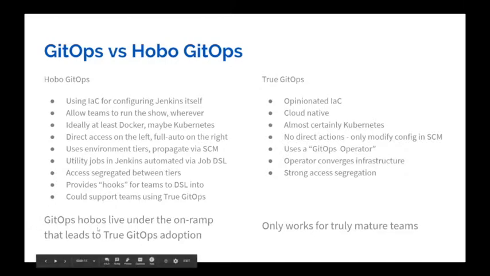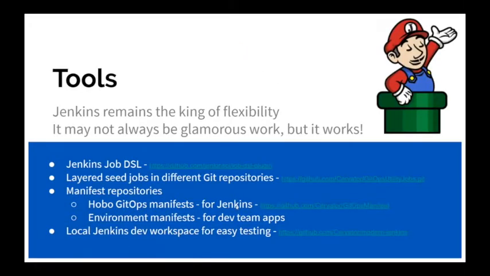I like to say that the GitOps hobos live under the on-ramp that leads to true GitOps adoption. So it's a stepping stone. The tools used for this, I love Jenkins. I use it for everything. It is much like Sambo.com. You can do anything in Jenkins. It's not always the best tool, but it's always there and it always works if you put in the effort.